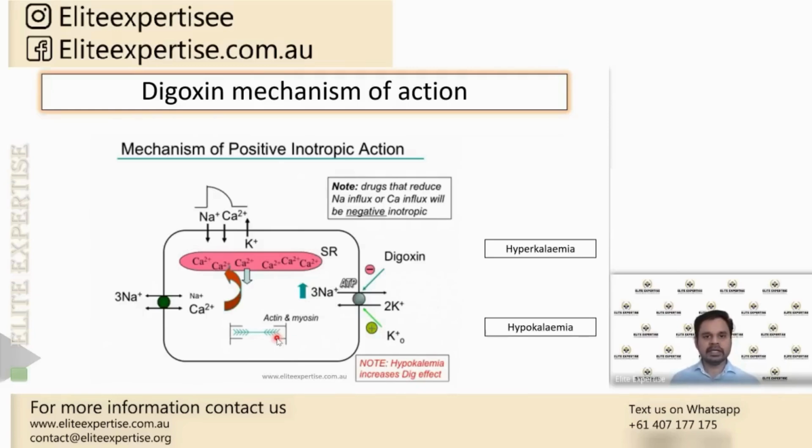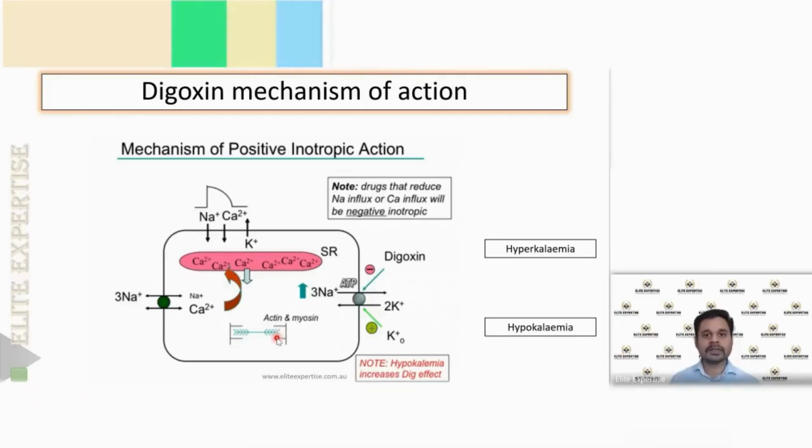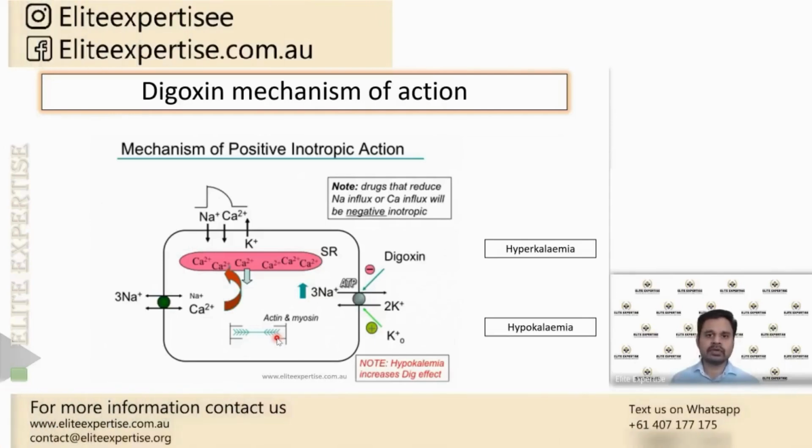So in this way, digoxin indirectly increases the calcium levels, which helps in contracting the cardiac muscle. So digoxin causes the positive inotropic property, that is, it helps in increasing the force of contractions. And there are 2 things that mainly interact with digoxin.